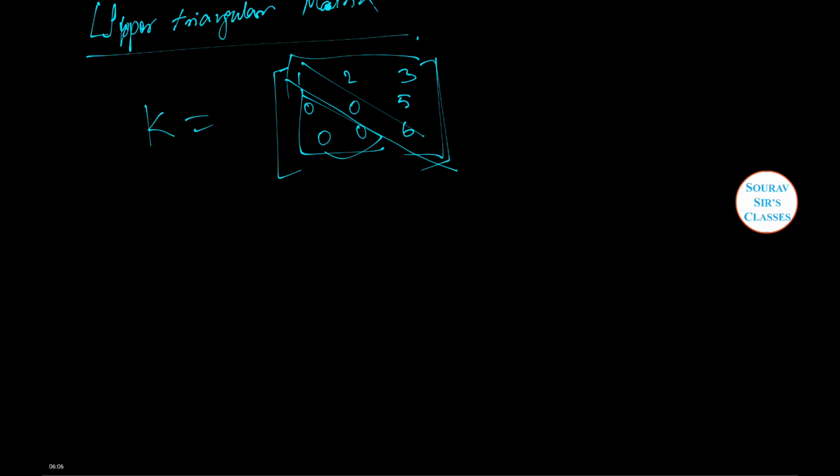So this matrix is known as an upper triangular matrix. Similarly, for a lower triangular matrix, the elements above the principal diagonal must be equal to 0. For example, 1, 0, 0, 1, 1, 0, 1, 1, 1. Then this is the principal diagonal, all the elements above it are equal to 0, hence it is a lower triangular matrix.